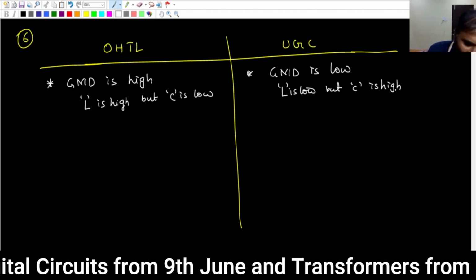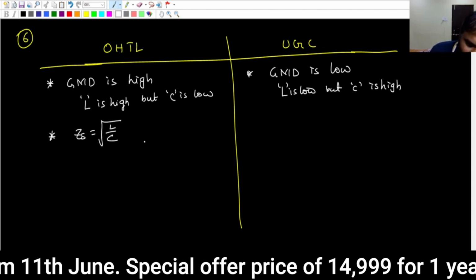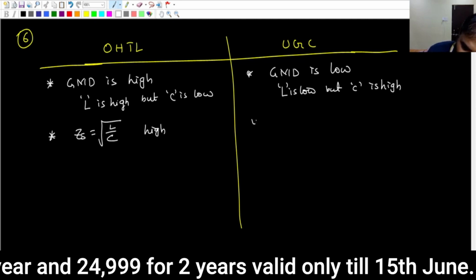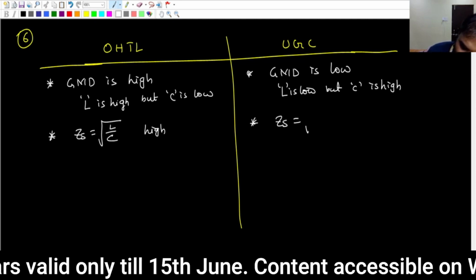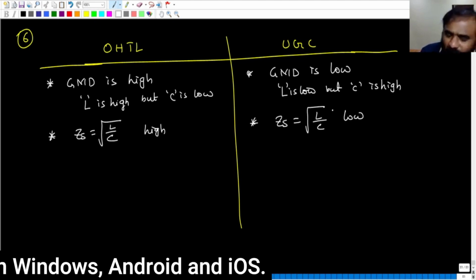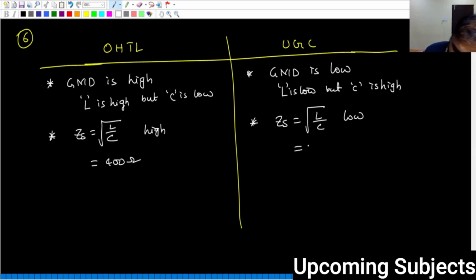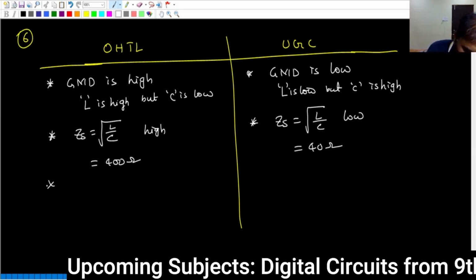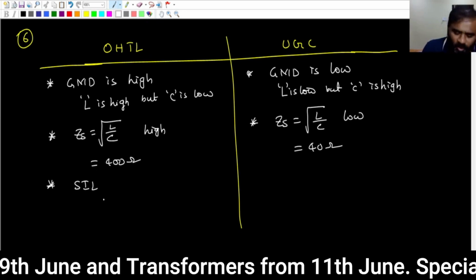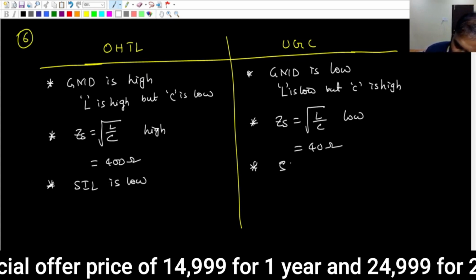Cable has very high capacitance. Now tell me, what is the surge impedance? Root over L by C, which is high for the overhead line. What about surge impedance here? Root over L by C is low, because L is low and C is high, both factors contribute to a very low surge impedance. So the typical value here is 400 ohms, but here it is 40 ohms. Now tell me, what about surge impedance loading? Surge impedance loading is V square by ZS. Where surge impedance is high, surge impedance loading is low. But here, surge impedance loading is high.